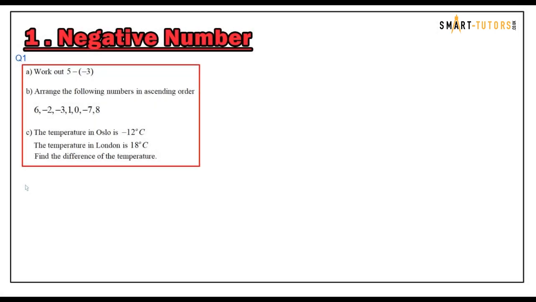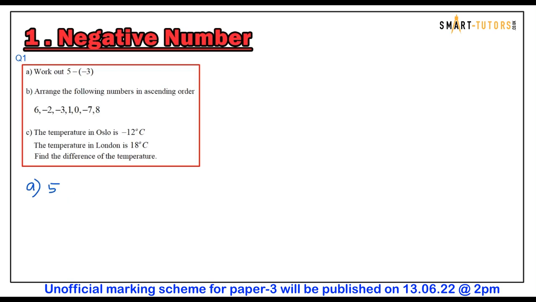Topic number 1, negative numbers. First question, work out 5 minus minus 3. So in this first question, 2 minuses multiply together. So minus times minus becomes plus. So 5 plus 3 becomes 8.